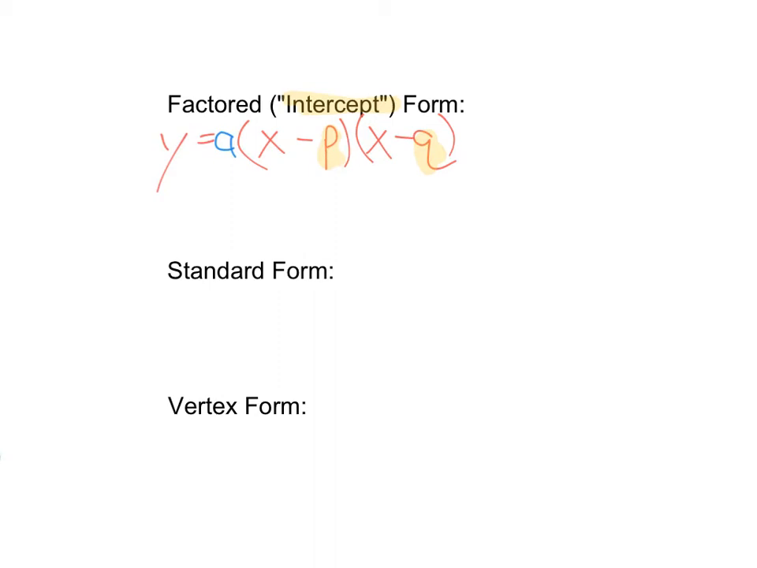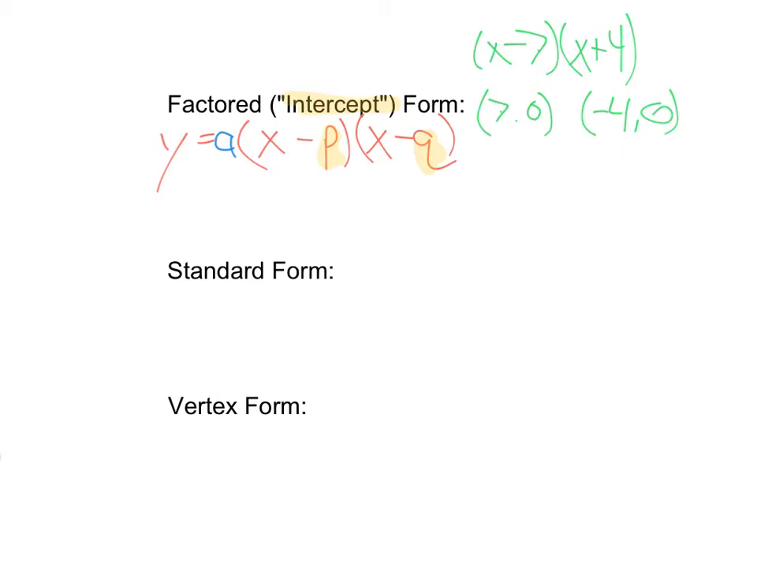So I'm just making up an equation here. If I had x minus 7 and x plus 4, my x-intercepts would be at positive 7, comma 0, and then negative 4, comma 0. So it's always going to be the opposite of what you would think, all right?